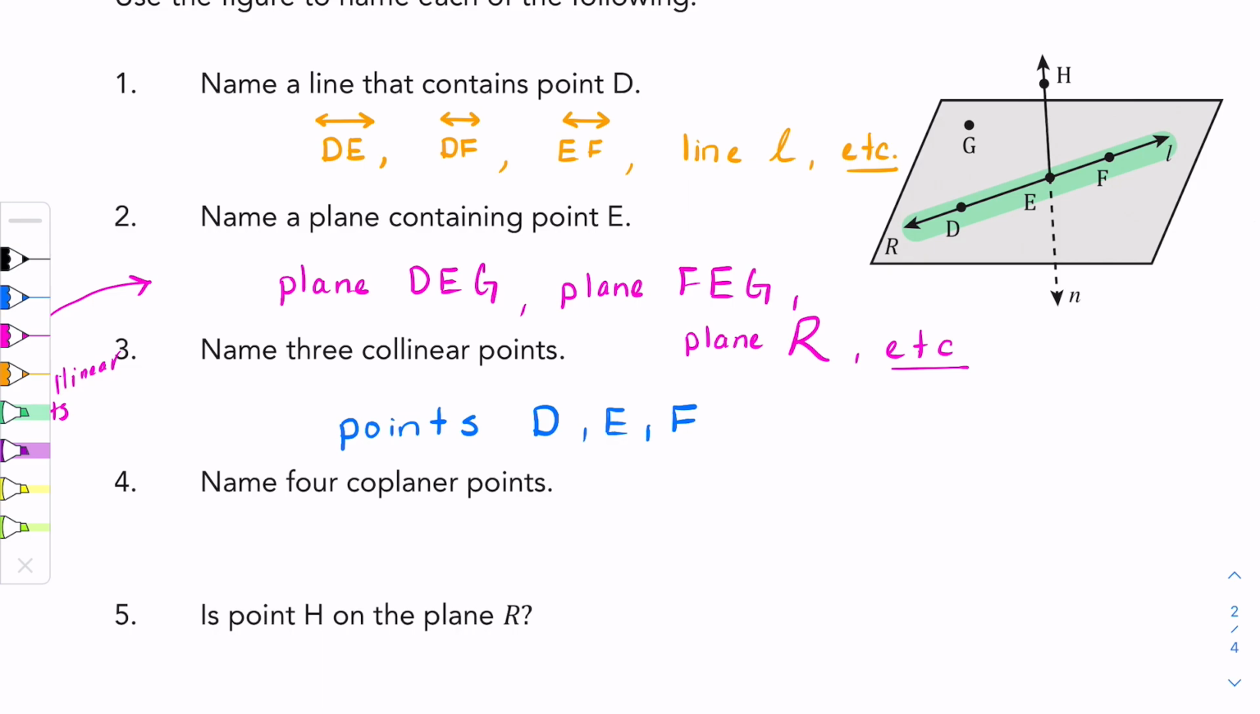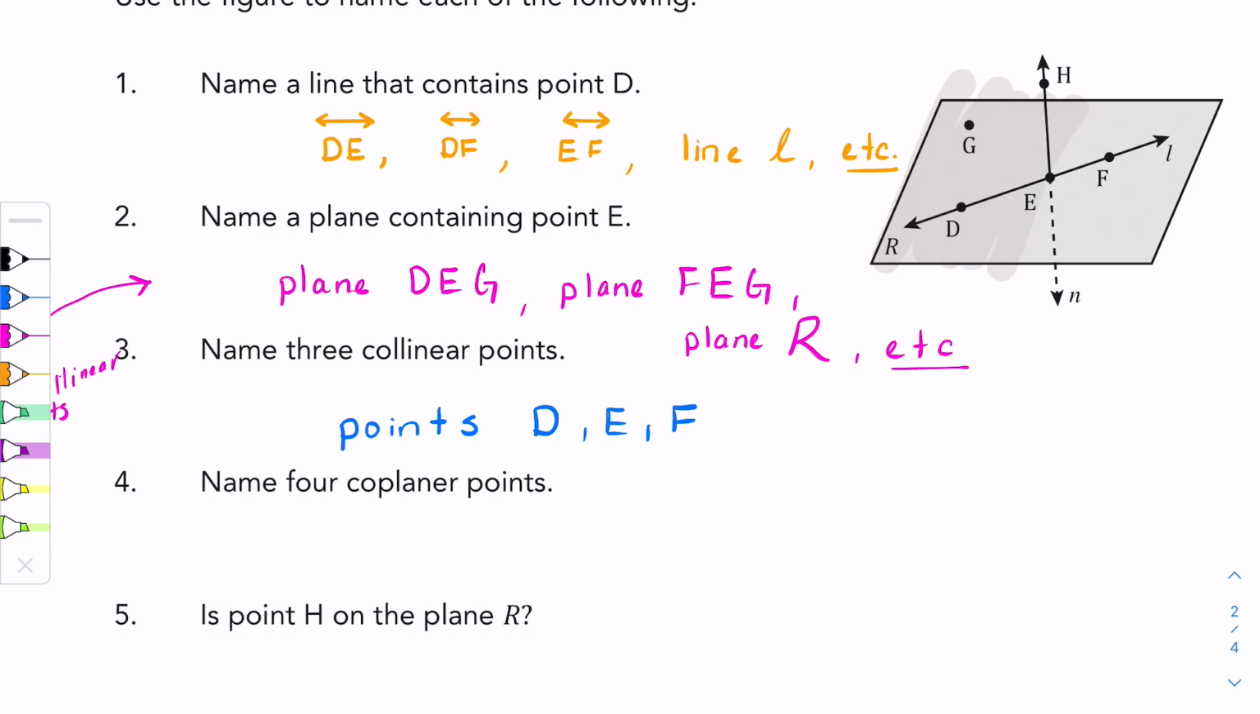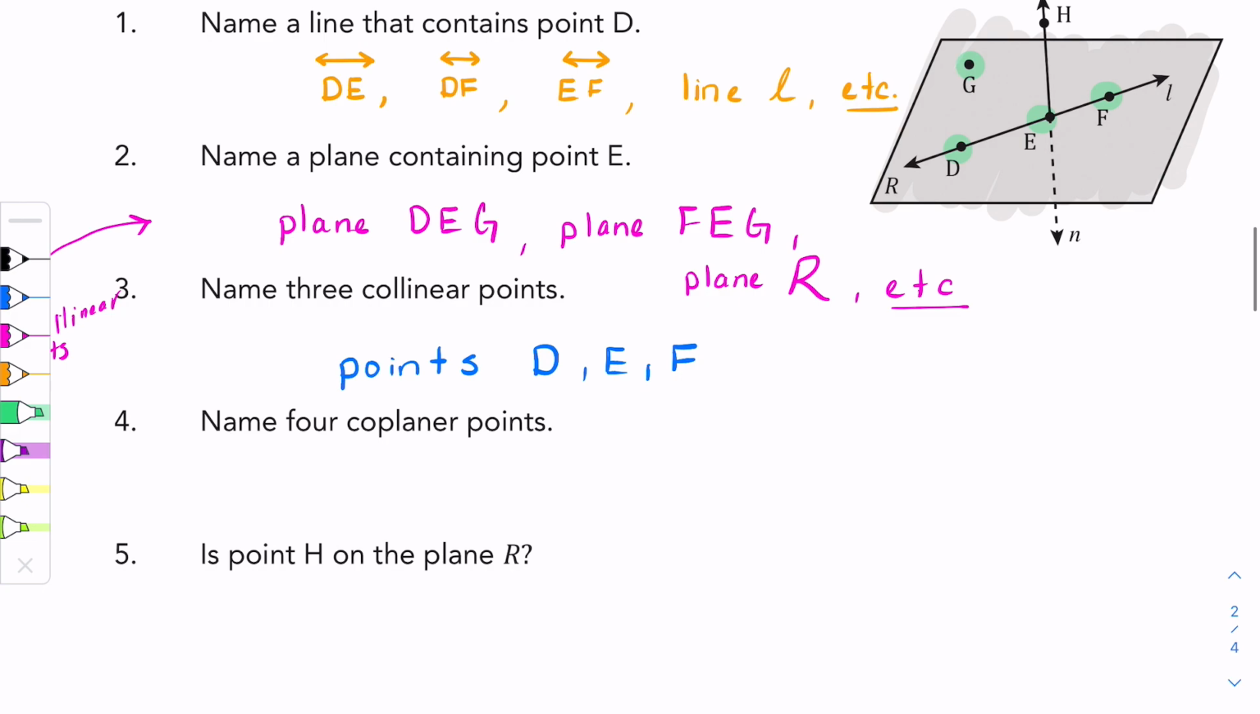Name 4 coplanar points. Coplanar points are points that lie on the same plane. The gray shaded region is our plane. So 4 points that lie on that plane could be point G, D, E, and F. Make sure you specifically label the points. Do not choose the script letters. Script letters are not points.